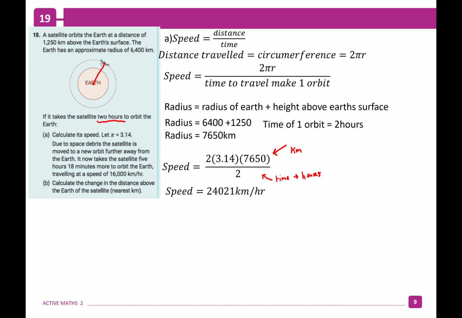Okay, let's look at the rest of the question. We're told that due to space debris, the satellite is moved to a new orbit further away from the Earth. It now takes the satellite 5 hours and 18 minutes more to orbit the Earth, traveling at a speed of 16,000 kilometers per hour. Calculate the change in the distance above the Earth's surface.